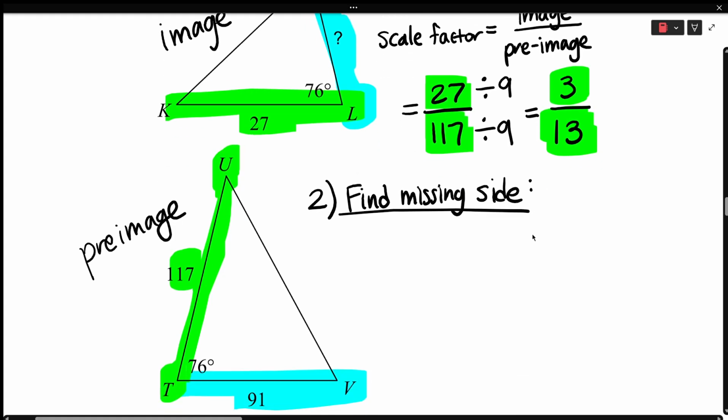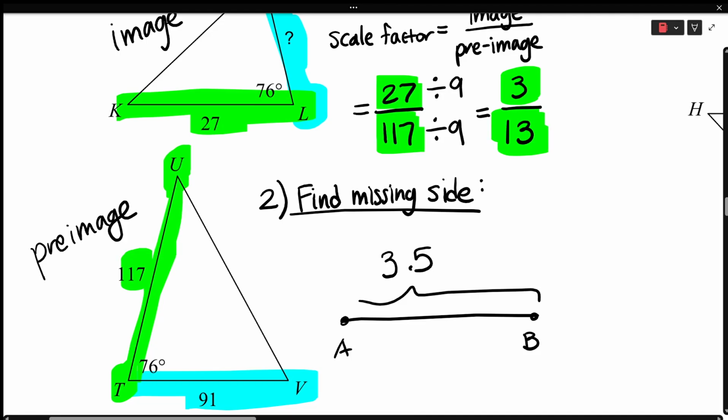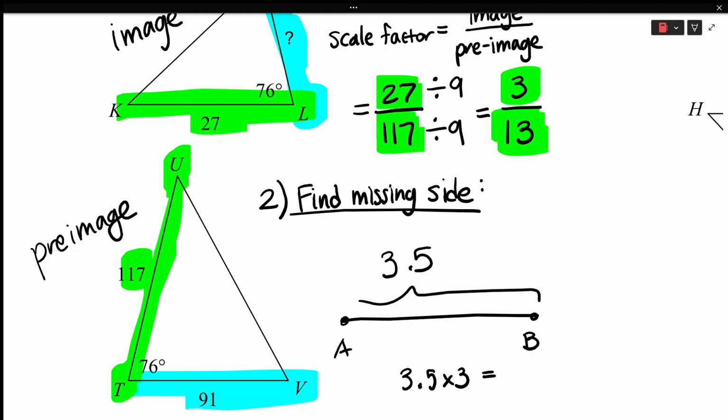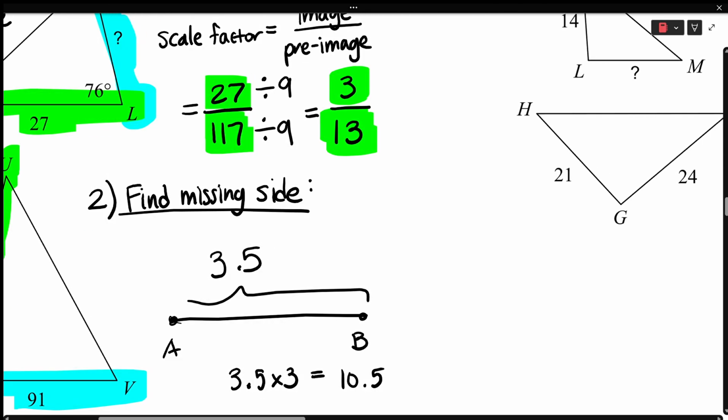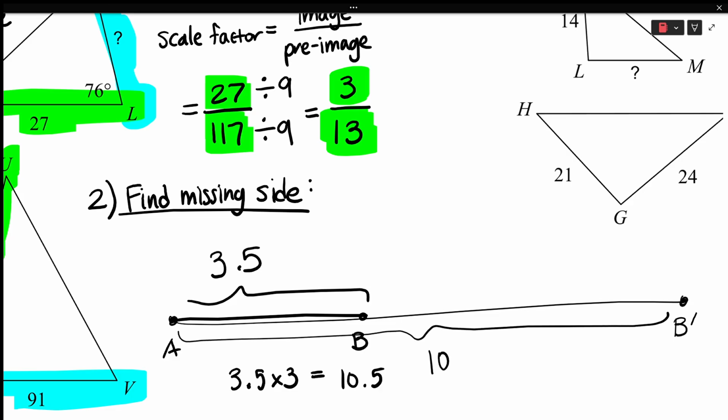It's kind of like, remember we did that activity in the book? You don't have to write this down. We had AB, right? And we said this was 3.5 centimeters. And then it said dilate this line by a scale factor of 3. So all we did was 3.5 times 3. That's 10.5, right? So then we just measured from A to where 10.5 is going to be. Let's just say that's 10.5. And now that's our dilated line, right?